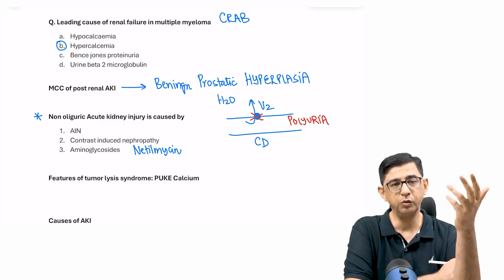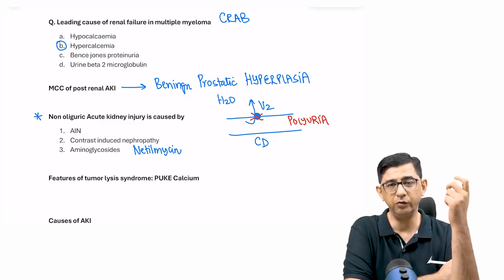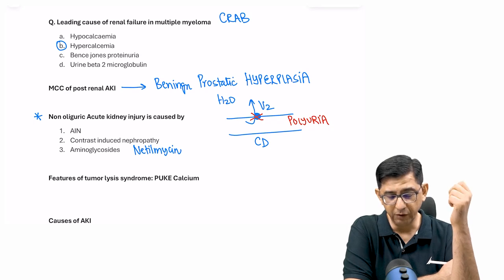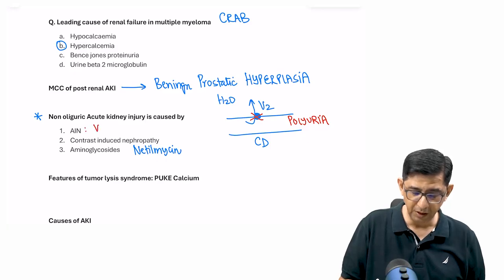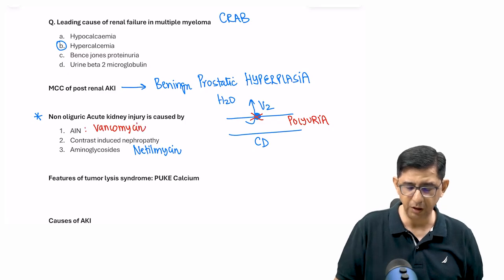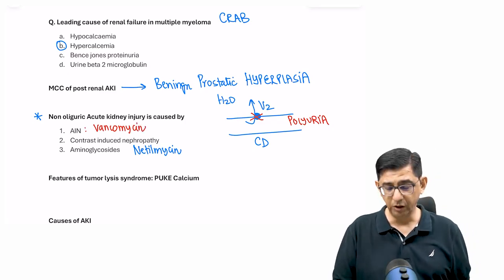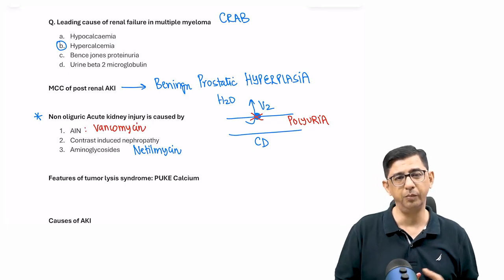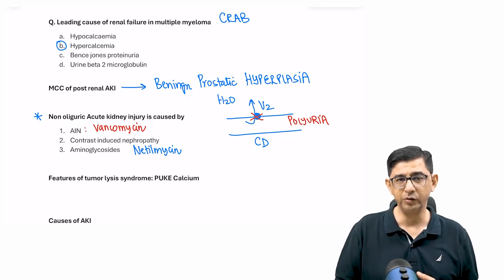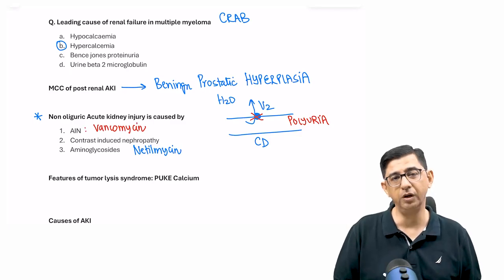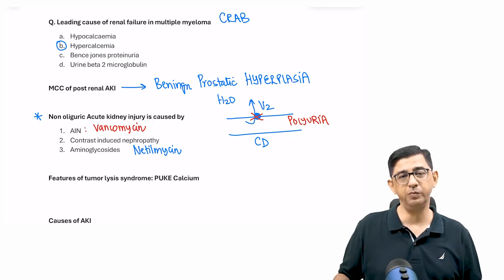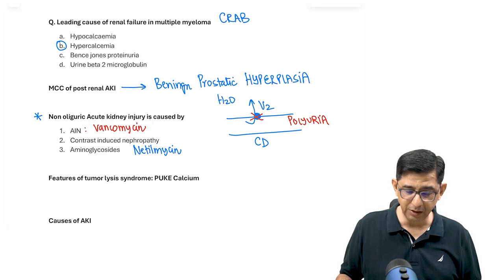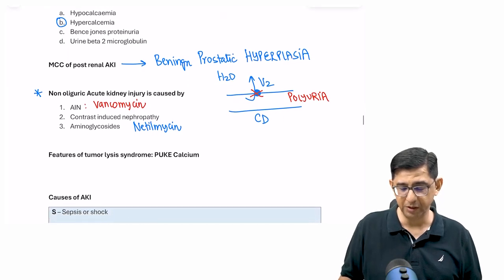So the causes for this could be, one, acute interstitial nephritis, which could be caused by antibiotics. One of the antibiotics that can cause acute interstitial nephritis is vancomycin. Then there is contrast-induced nephropathy, CIN. I'll talk about the treatment for this also in a couple of minutes from now. And then aminoglycosides, they all cause non-oliguric renal failure. Again, a very peculiar statement, because normally whenever the kidney is involved, there is bound to be oliguria, but these 3 examples are where you get polyuria.